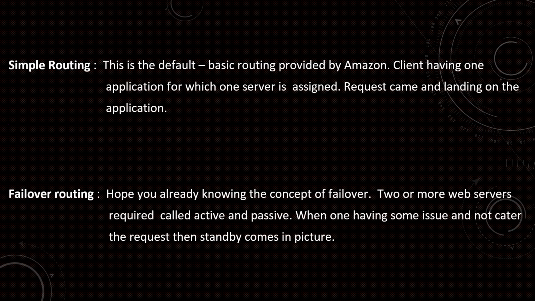Next slide, what is simple routing? This is the default basic routing provided by Amazon. The client has one application for which one server is assigned. A request comes in and just lands on the application. There is nothing much more in this simple routing because it is the default routing. You have one application and one server, so whenever a request comes, it lands on that particular page and the user fetches the request successfully. This is what we have about simple routing.